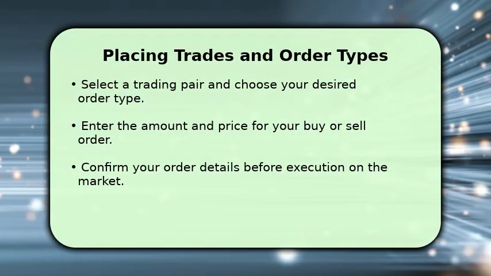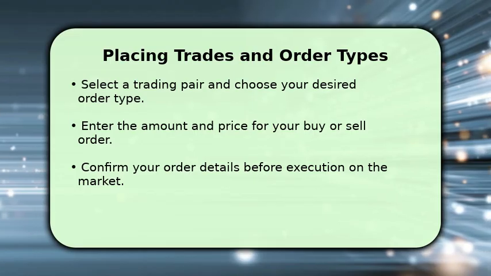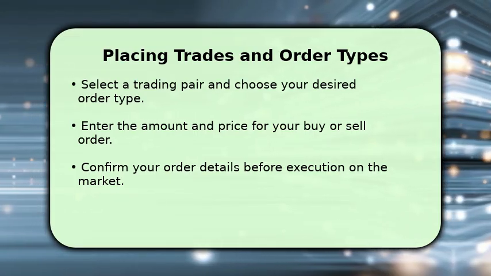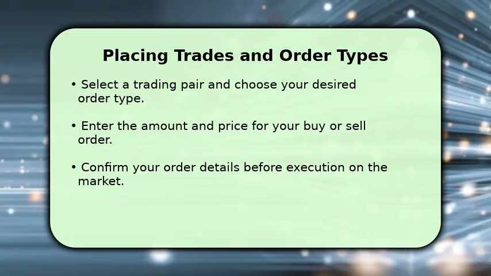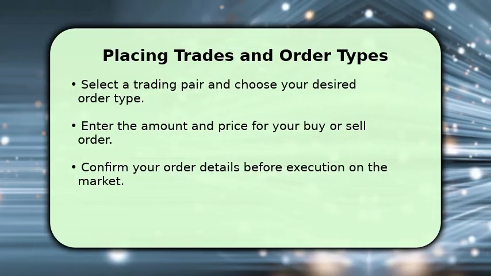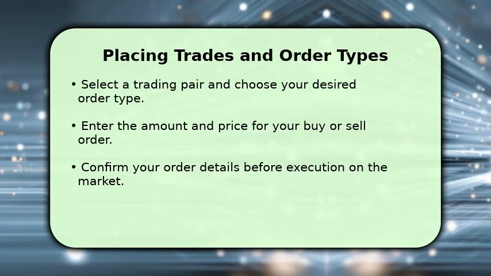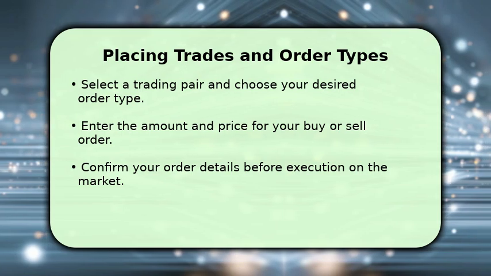Now let's place a trade. From the trading screen, select your preferred cryptocurrency pair, such as Bitcoin versus US dollar. You'll then choose an order type: market, limit, or stop loss. A market order executes immediately at the best available price, while a limit order lets you set a specific price. Enter the quantity you wish to trade, review all the details carefully, and then confirm your order for execution.